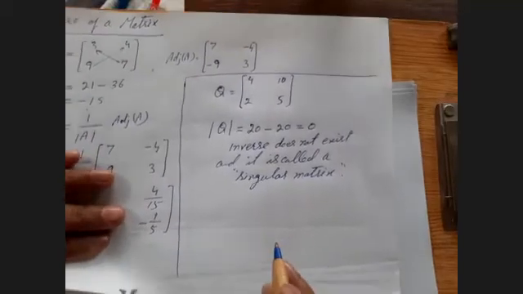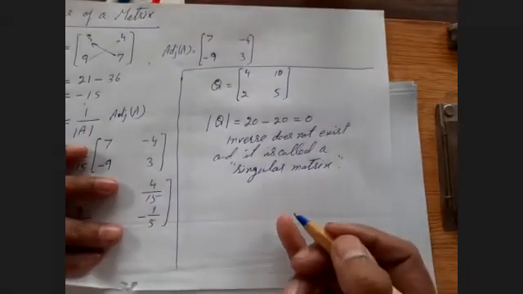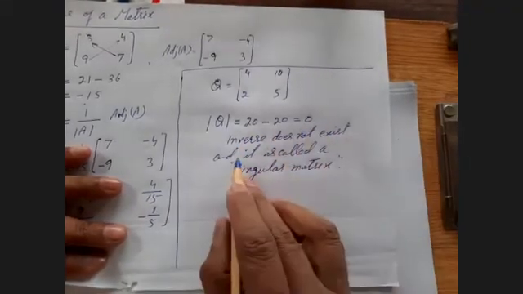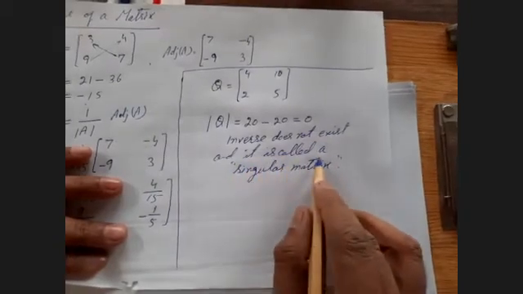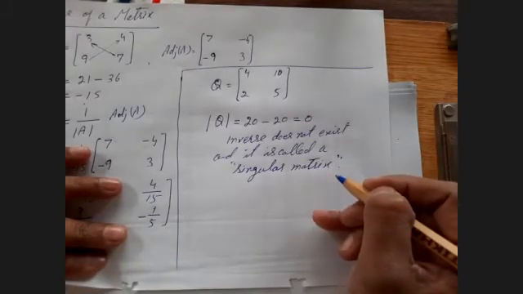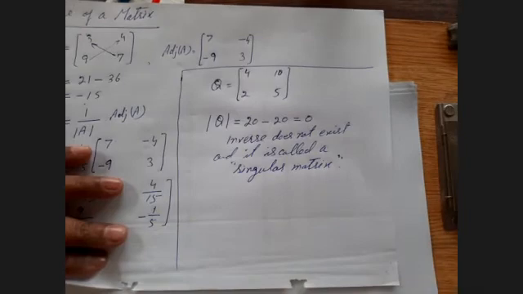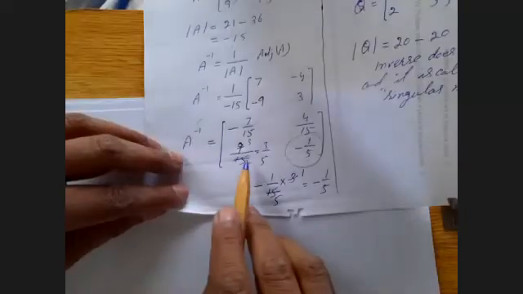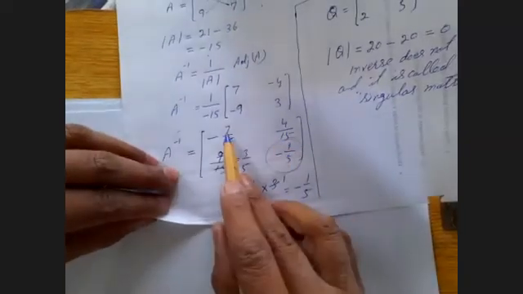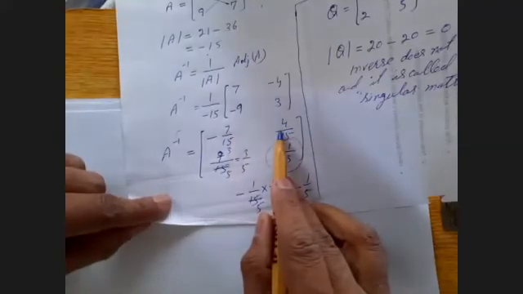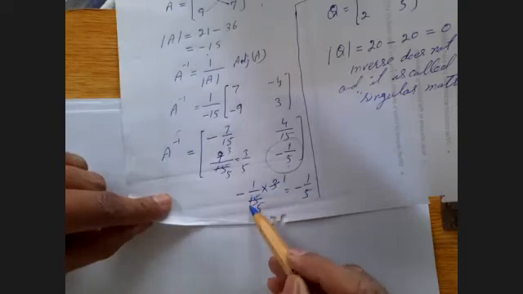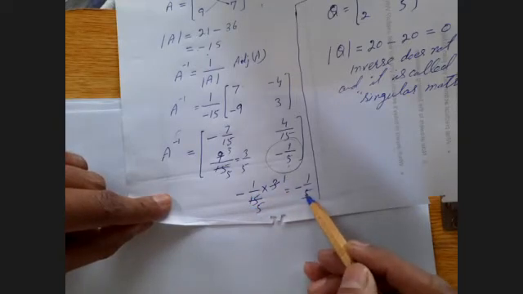Now I'll tell you the reason why the inverse does not exist. If the determinant comes 0, then you can straightforwardly write that the inverse does not exist because it is a singular matrix. Wherever it is going to simplify, you can write 3 over 5. In these two cases, it could not be simplified, so I wrote it as it is. Here 3 over 15, 3 ones are 3, 3 fives are 15, it is minus 1 over 5.